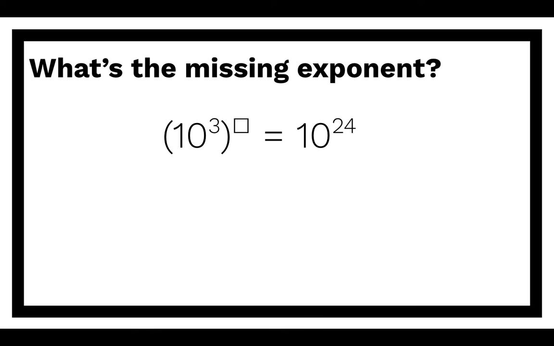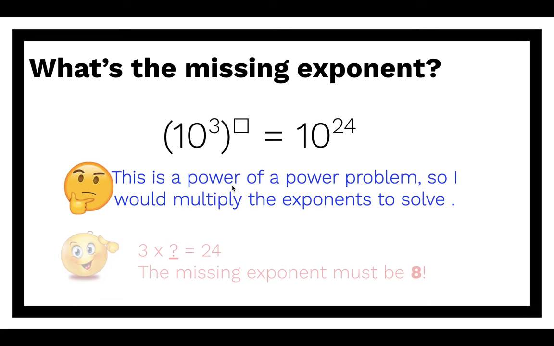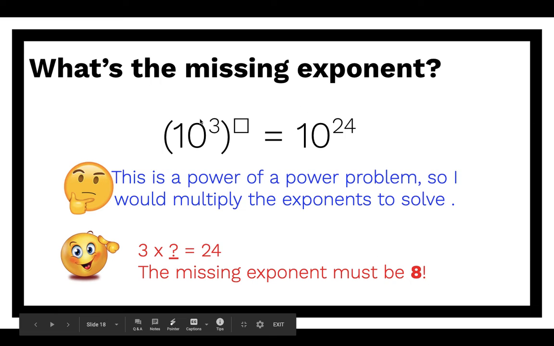All right, let's look at this one. Powers to powers. If we remember, when we're raising powers to powers, we're going to multiply our exponents. So 3 times what number is going to equal 24? 3 times 8, right? 3 times 8 will equal 24.